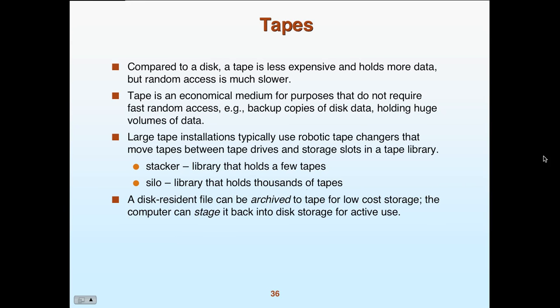So. Tapes, nobody uses tapes anymore, but tapes were popular, magnetic tapes. Compared to the disc, the tape is less expensive and holds more data. That was the old days. Now the disc holds more. So more random access is much slower.